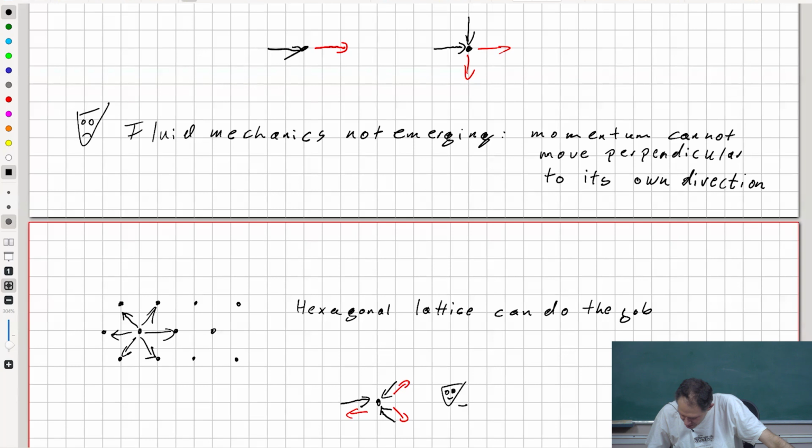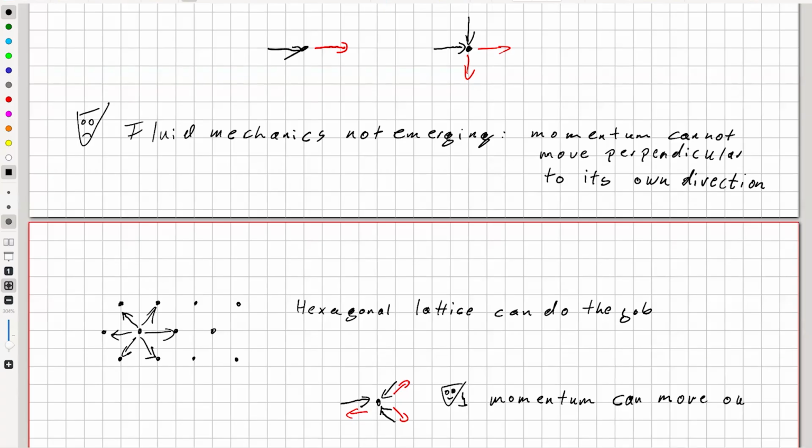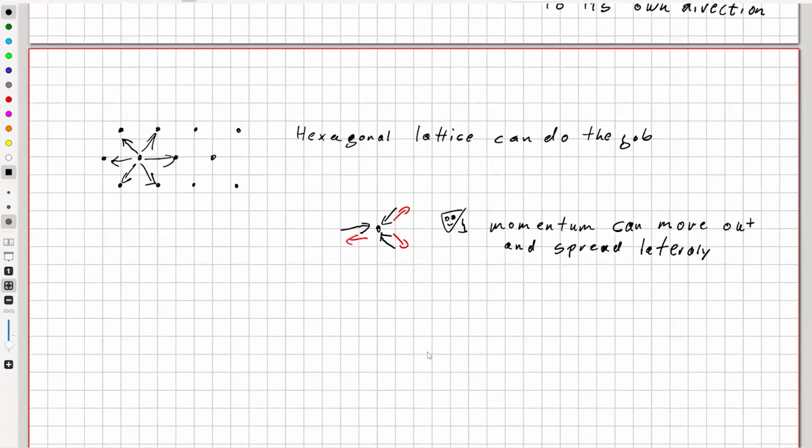So here momentum can move out and spread, say, laterally. Okay, so this is a little bit of history.